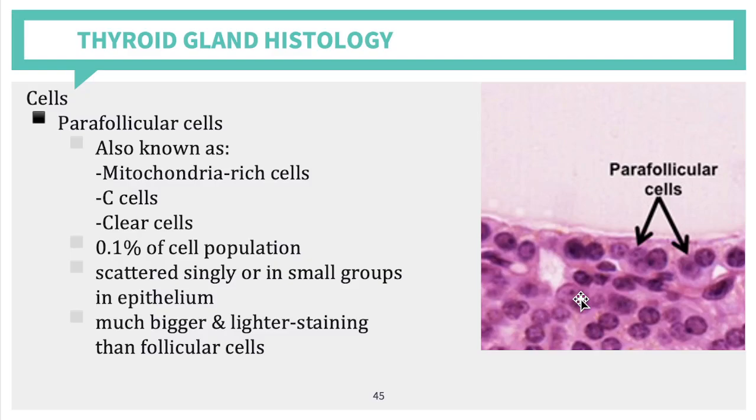Okay, note that the follicular cells are distinguished from parafollicular cells by, number 1, their smaller size, and number 2, darker staining property. That's going to be your parafollicular, and that's going to be your follicular cells. Okay. Again, parafollicular, bigger, lighter staining.